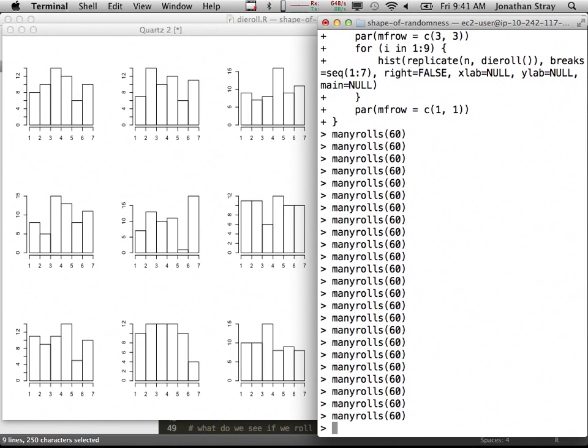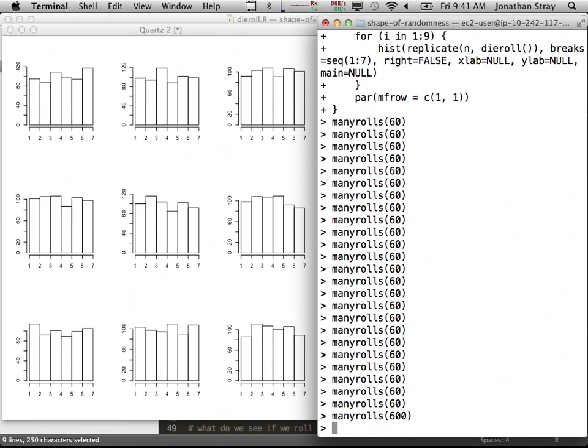You with me so far? So a few other things. This is something that someone alluded to earlier. Now I'm going to roll 600 times. What's different?